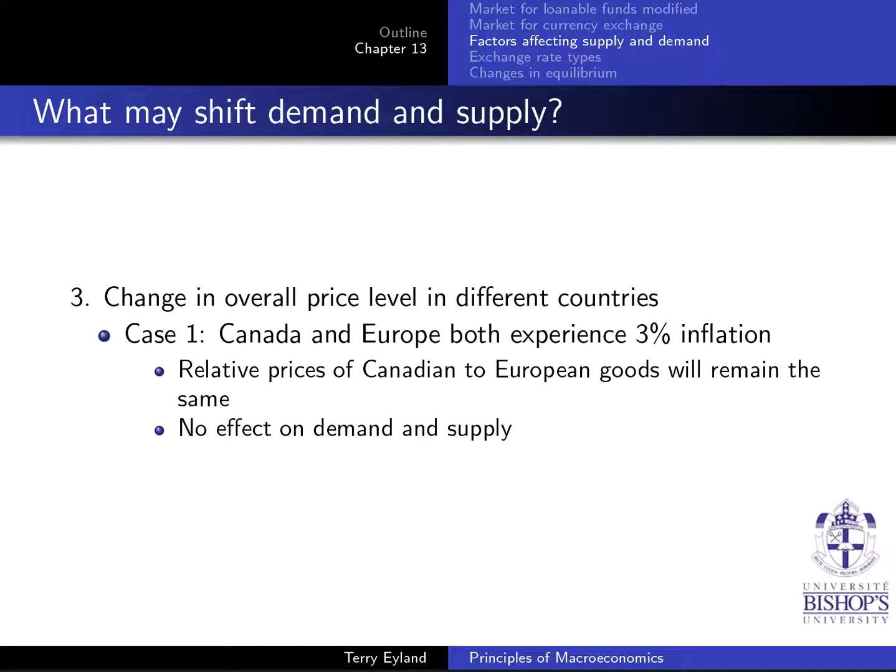Okay, so this is where it gets a little bit more tricky and a little bit more interesting. There's a question relating to this that I like to come back to. It's this idea that if both countries suffer the same level of inflation, will the relative prices of both goods remain the same? If the relative price of both goods remains the same, people are not going to buy more from one country or the other. So there's no real effect on demand and supply. So if we all experience more inflation, we shouldn't see a change in the exchange rate.